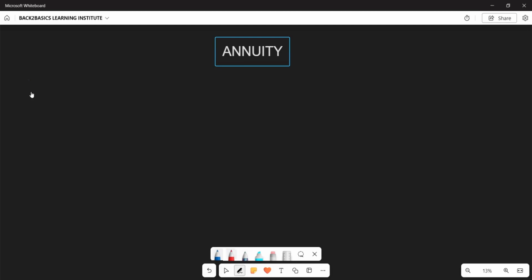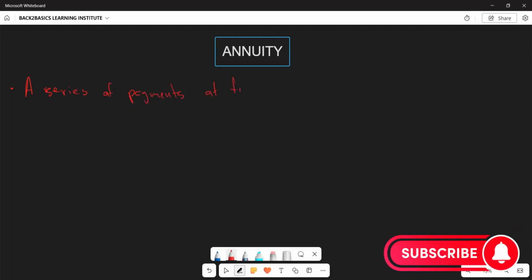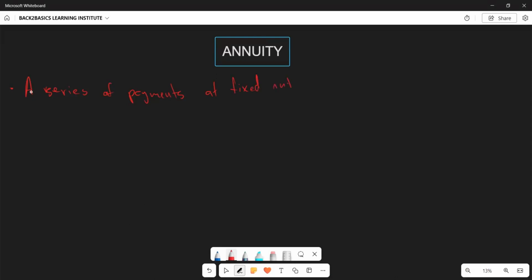So now, one aspect that we are going to introduce to you this year is the annuity. But annuity is basically nothing different from what we've been doing all these years. Annuity is just understood as a financial plan where you have a series of payments at a fixed interval. So basically, this is what we refer to as an annuity.